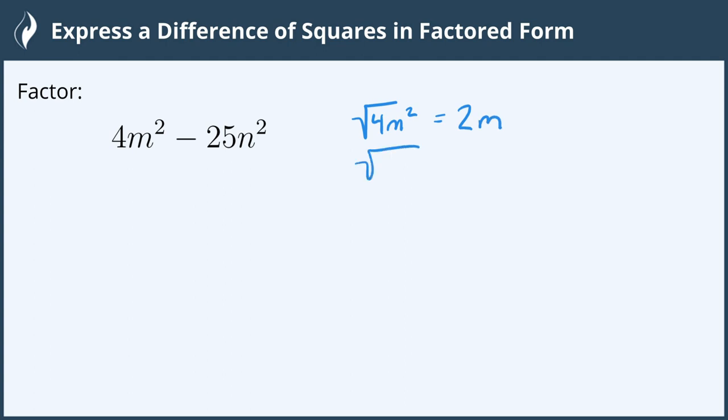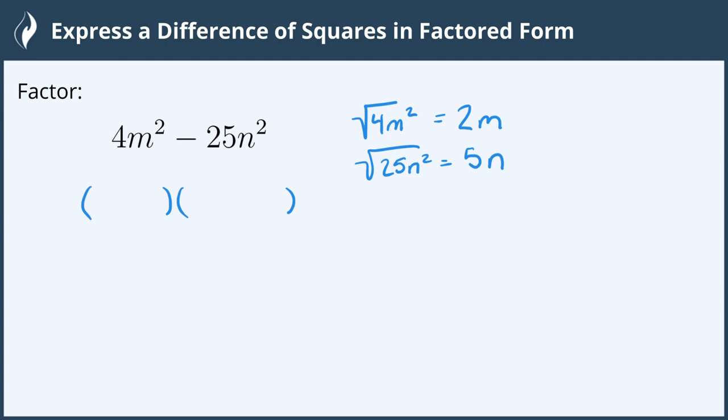Now let's try the second one, 25n squared. The square root of 25 is 5, and the square root of n squared is n. That means this does follow the pattern of a difference of squares. And that means that I can then follow the factored form, which is the square root minus the square root and the square root plus the square root.